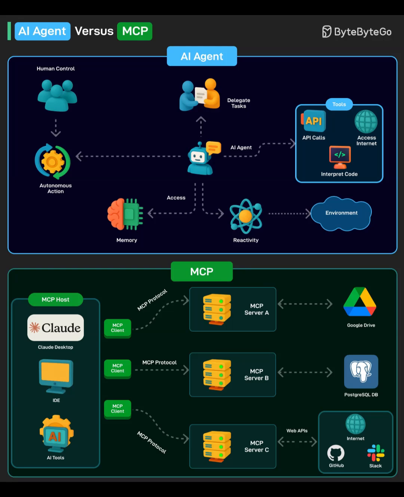Over to you. Have you built with AI agents or tried MCP integrations yet? What worked, what didn't, and which tools should we test next?